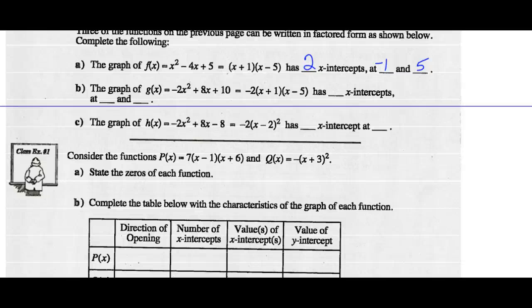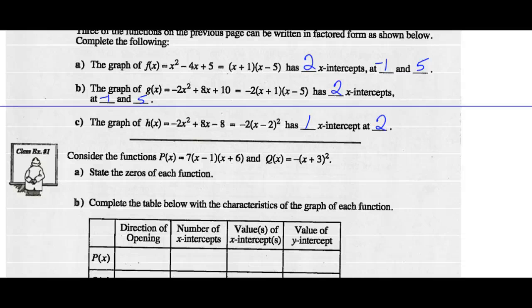The graph of g at x, -2x squared plus 8x plus 10, can be factored as -2 times x plus 1 times x minus 5. It also has 2 x-intercepts. They're also at -1 and +5. The graph of h at x equals -2x squared plus 8x minus 8 can be factored as -2 times x minus 2 all squared. It has 1 x-intercept at +2.